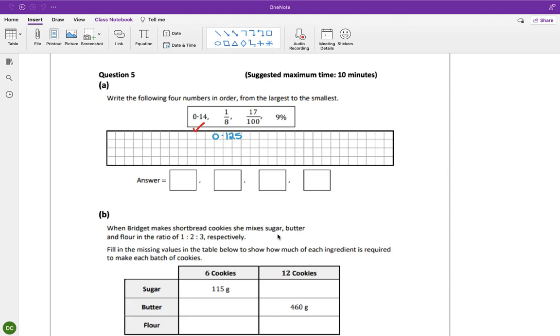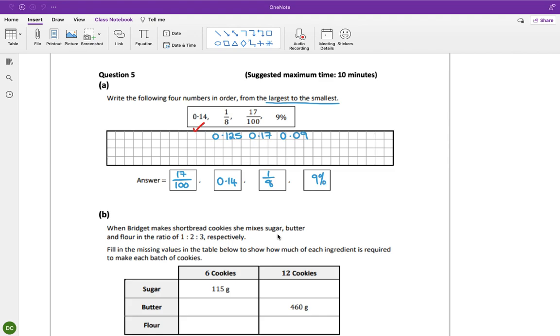Then 17 divided by 100 is 0.17. And then 9% is 9 divided by 100. Or you can just type in 9%, which is 0.09. So they want to put it in order from largest to smallest. So the largest is 0.17. So that's 17 over 100. Next is 0.14. Next is the 0.125, which is an eighth. And then the last one is 9%.